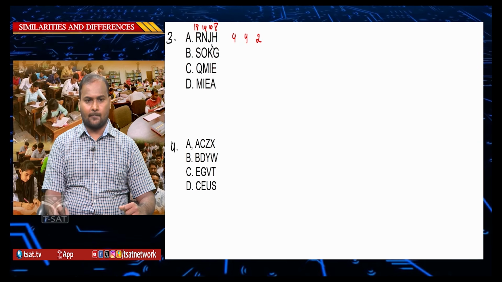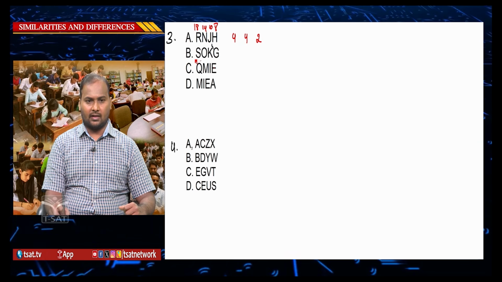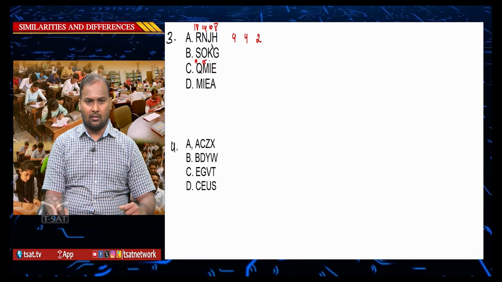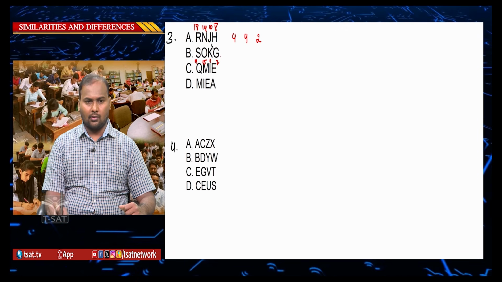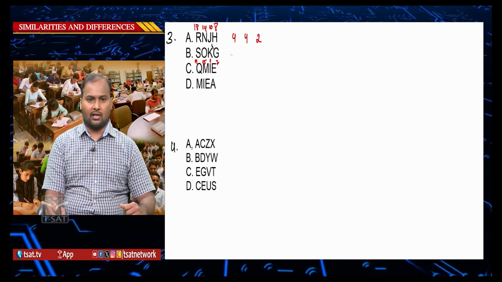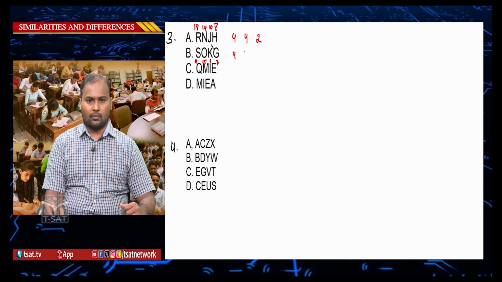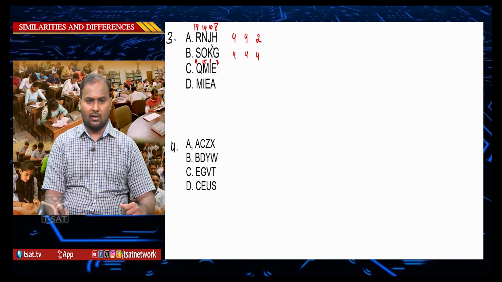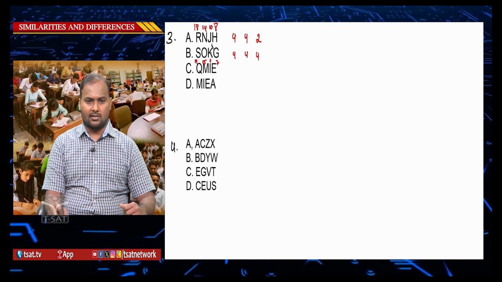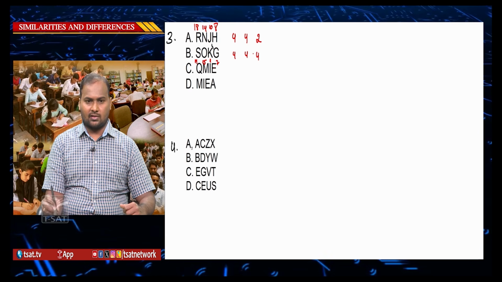Now come to option B. What is S? S is 19. O becomes 15. K 11. G 7. This we all know in coding and decoding. Applying the logic of coding and decoding here as well, the difference becomes 4, 4 and 4. Yes or no? Because S and O, the difference is 4, O and K difference is 4, K and G is also difference 4.